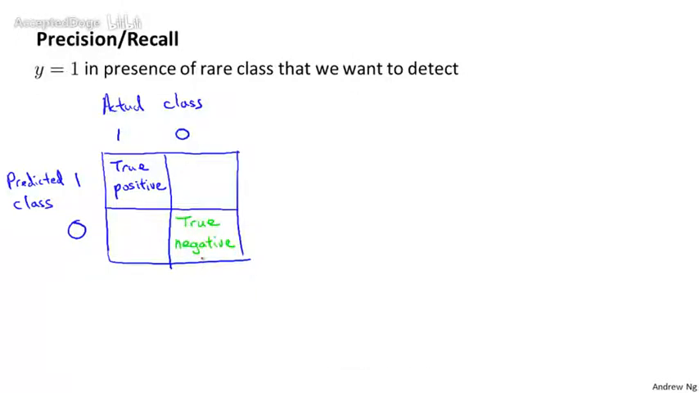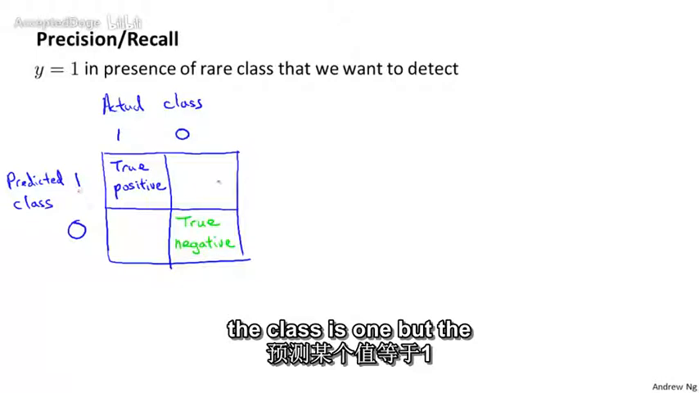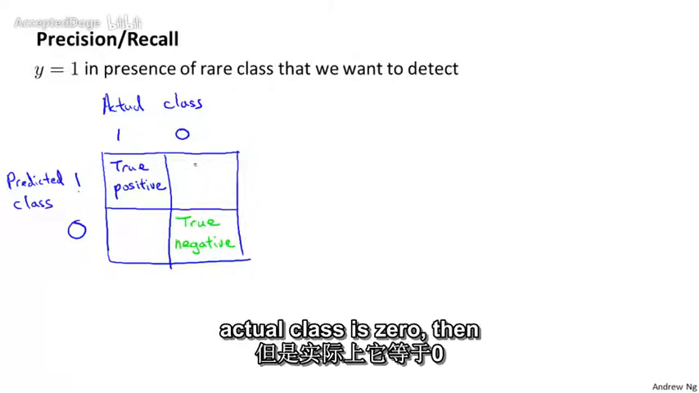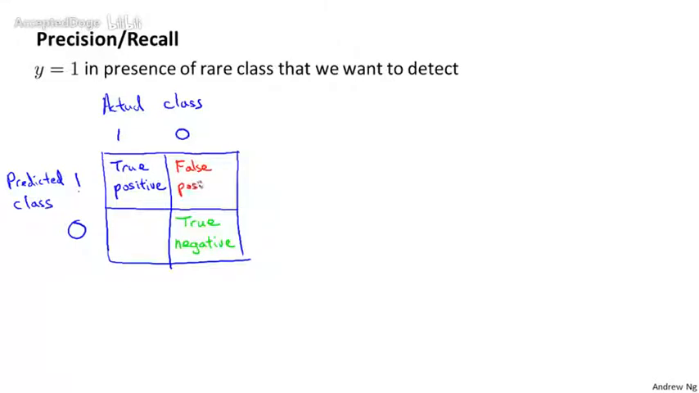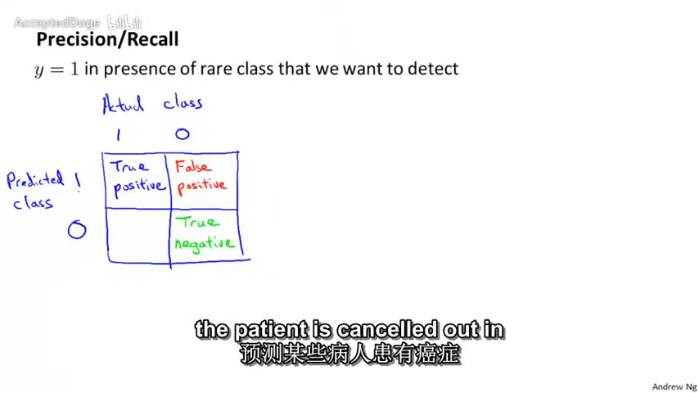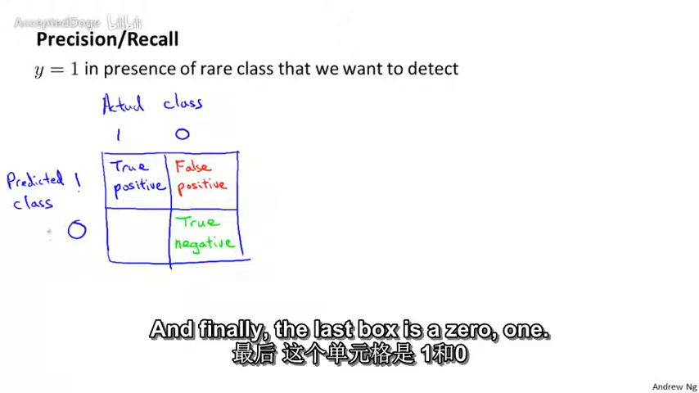To fill in the other two boxes, if our learning algorithm predicts that the class is 1, but the actual class is 0, then that's called a false positive. So that means our algorithm thought the patient has cancer, but in reality the patient does not. And finally, the last box is a 0, 1.